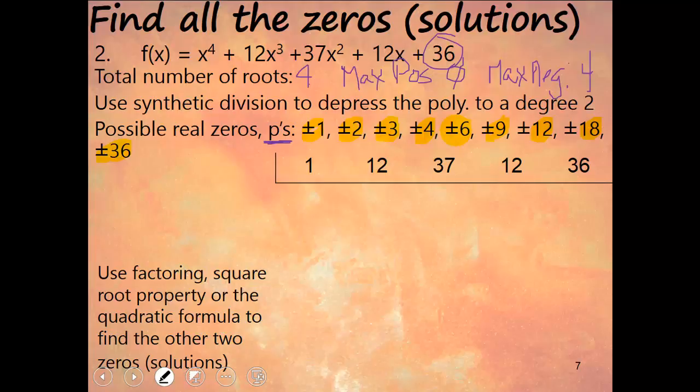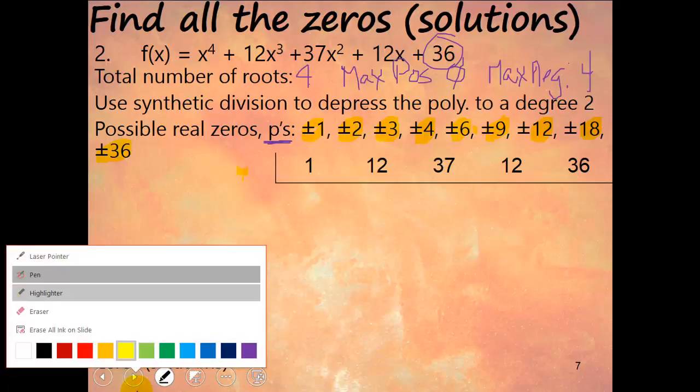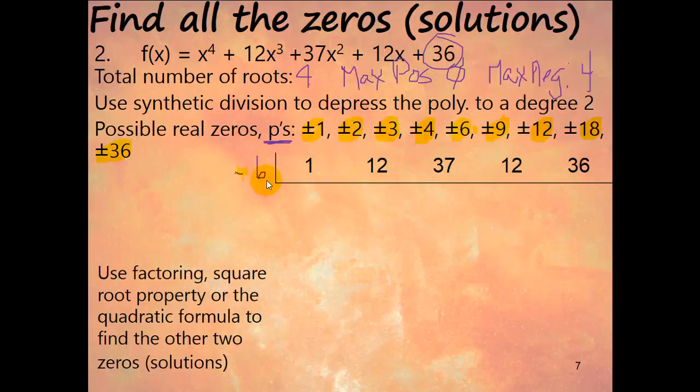I would start at negative 1 and start working my way through. I'm going to check negative 4. I know the first 3 didn't work, so I'm going to check negative 4. Actually, I'm going to just go and check negative 6. Okay, I'm going to bring down the 1. 1 times negative 6 is negative 6, plus 12 is positive 6. 6 times negative 6 is negative 36, plus 37 is 1. 1 times negative 6 is negative 6 plus 12 is positive 6. Negative 6 times negative 6 is negative 36 plus 36 is 0.